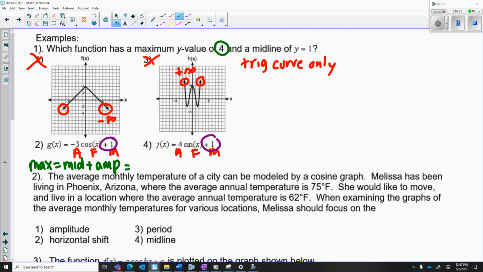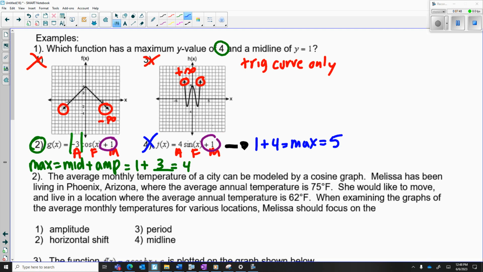All right, so if we do choice 2, if we do 1 plus the amplitude, we have to remember that amplitude is always positive. So the absolute value of -3 is 3, so we're going to get 1 plus 3, which is indeed 4. And the answer is choice 2. If you picked that, good job. If you're doing choice 4, you're going to do 1 plus 4 for the maximum, and that's going to be 5. So that's why it's not choice 4.